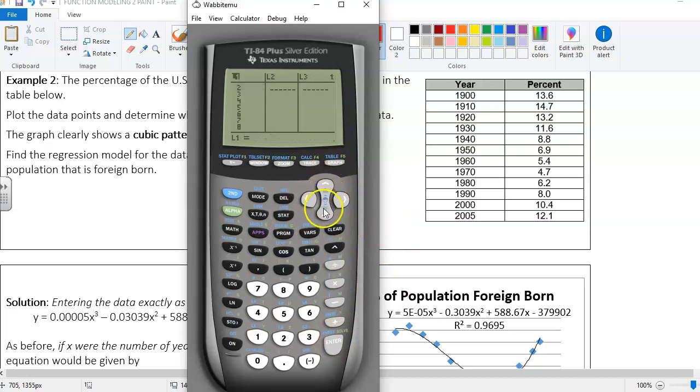Okay, I'm going to clear out my lists. And once again, we're dealing with years. So what I'm going to do is take 1900 and call it 0. That way, instead of having to type in all of this stuff, I can just be consistent. Now, that means 2000 would be year 100, because that would be 100 years later, and 2005 would be year 105. Now, what we're looking at is what percent of the American population was foreign born.